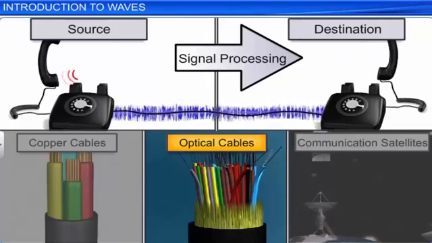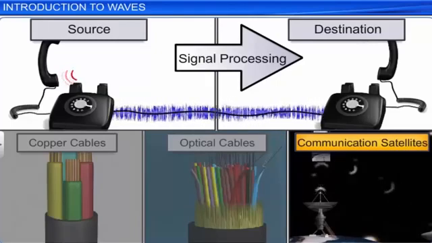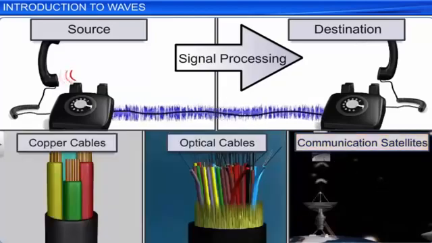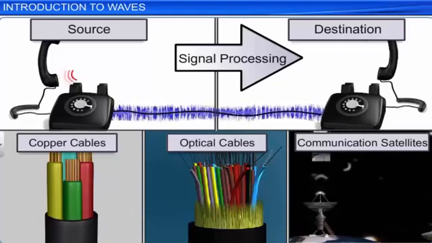It is not only solids, liquids and gases. Waves can also travel through a vacuum. For example, sunlight travels through a vacuum before it reaches the Earth's atmosphere.